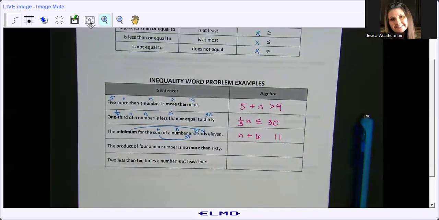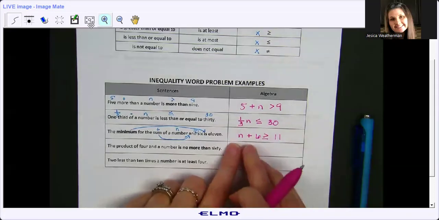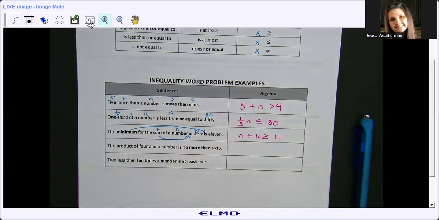So that means, anyone have a suggestion? Yeah. Yes. It's the smallest. This is the least it can be, but it can be more. All right. That's basically what minimum is saying.